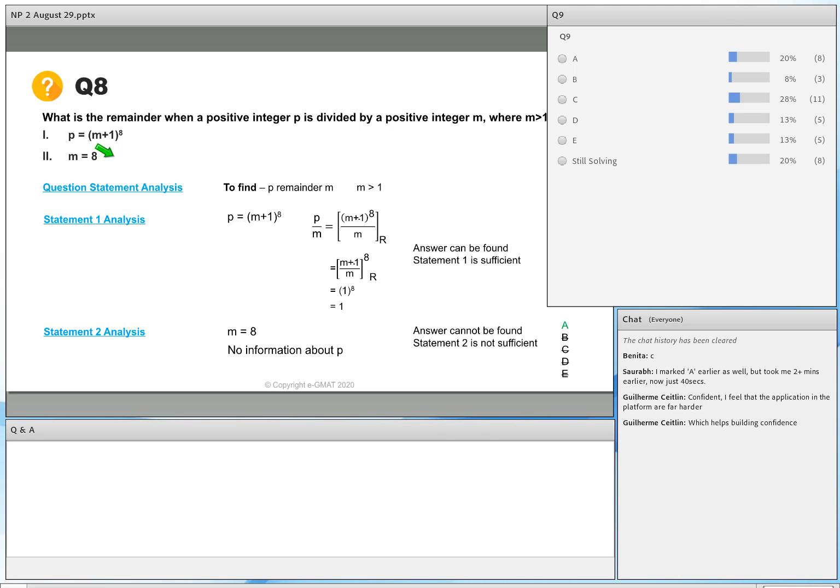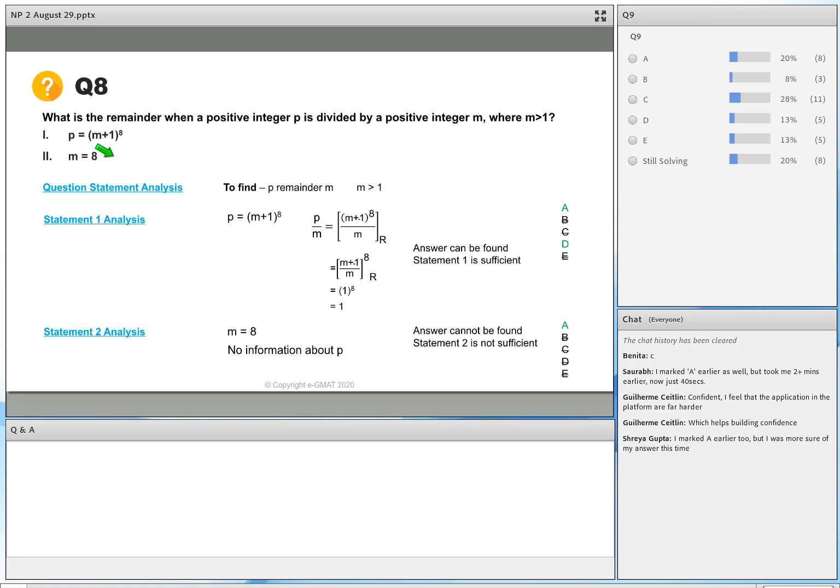Which helps building confidence. I'm confident. I feel that the applications are far harder. Yeah. I'm glad you could do this, that it is meant to build confidence, that I can do the hardest questions now. I did not do the first statement properly the first time, but this time it helps. That's so nice to hear, Ankesh. And I remember you were struggling with another concept earlier, but you coming till here doing this question, it's such a nice improvement.